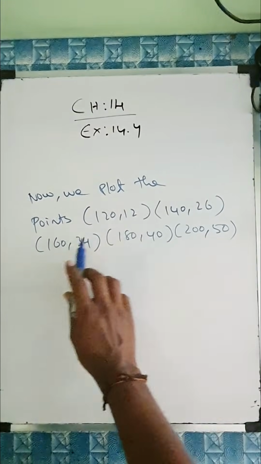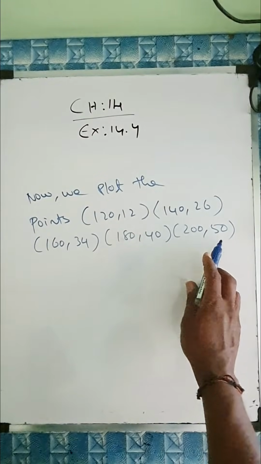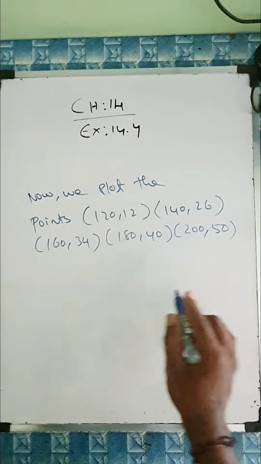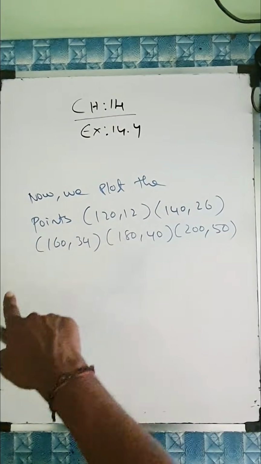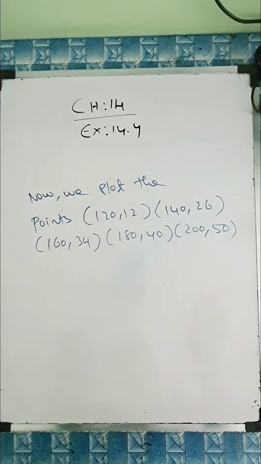Now we plot the points: 120, 12; 140, 26; 160, 34; 180, 40; 200, 50. You write this below the table, on the right-hand side of the graph paper. After that only, you can draw the graph. I forgot to give you this first, so I'm giving it now. So this question is over. Now we'll go to question number 2.